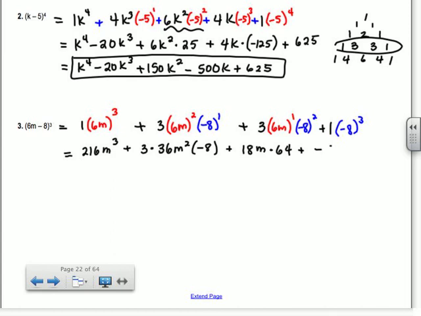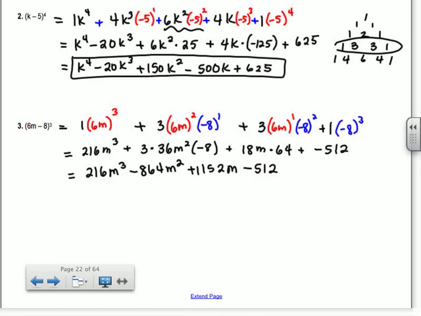All right, combined. So I get 216m cubed plus, so I need to do 3 times 36 times 8. Oh, times negative 8. So it's negative 864m squared. Okay, then I have 18 times 64, which is 1152m minus 512. Did anybody get it? Close. You just messed up on one little thing? Yeah. So make sure in the end you have m cubed, m squared, m, no n's, right?